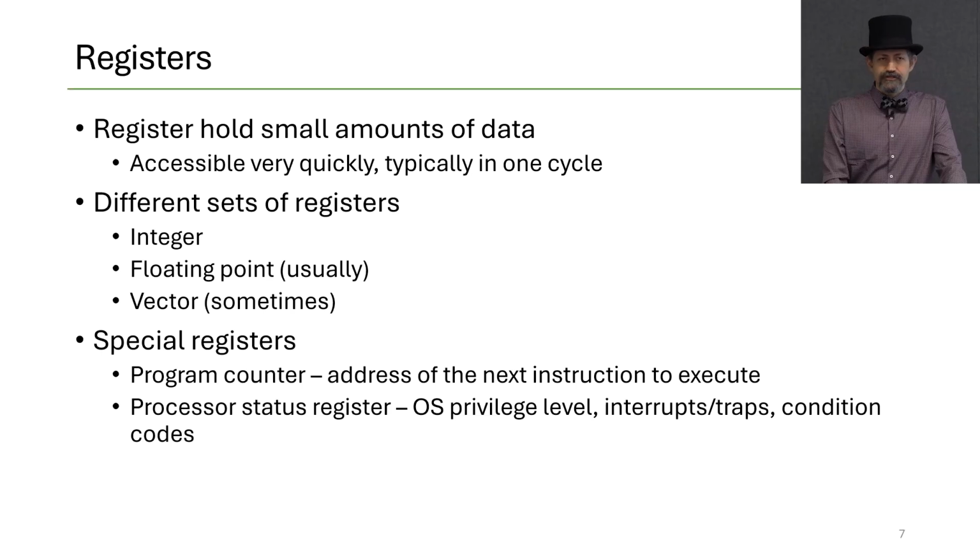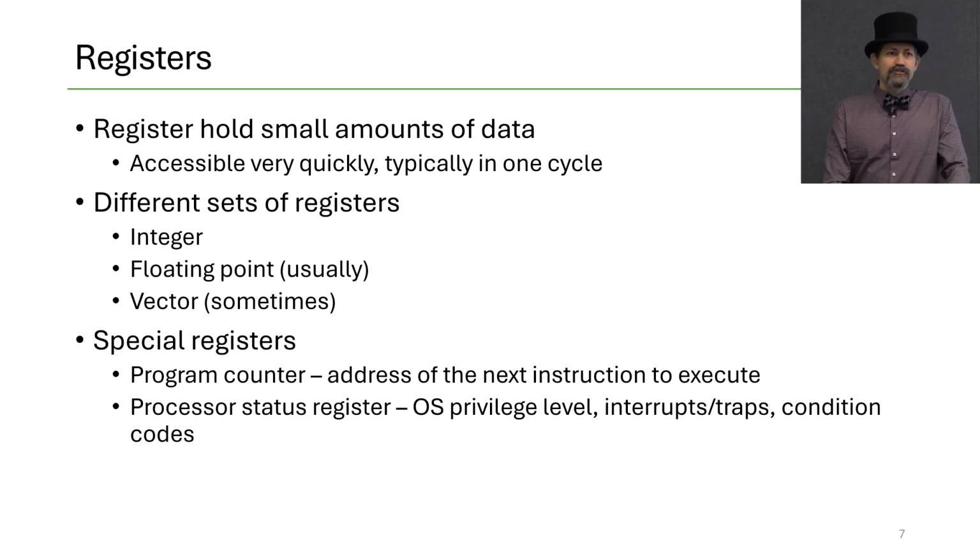Every machine has integer registers. Most machines have floating point registers in addition, and sometimes there are vector registers that allow us to do many computations in parallel, typically based on integers. There may be some special registers that are devoted to tasks, such as the program counter, which has the address of the next instruction that we're going to execute.